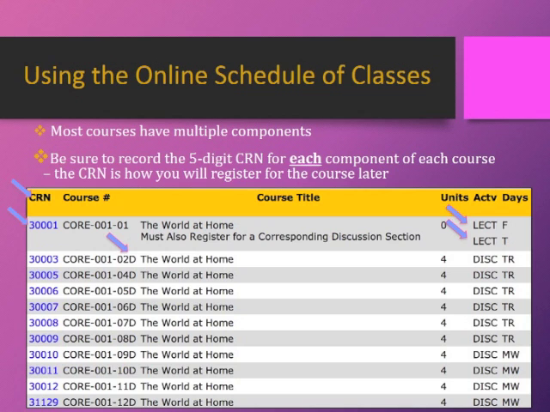Classes may have more than one component. For example, this core class has an accompanying discussion session, so you will need to have 2 CRN numbers, one for the lecture and one for the discussion, to be able to successfully register in this course. Here you can also check when the course will have a final exam. Note that not all courses have final exams, so if you do not see one, as in the case of Core 1, do not worry.